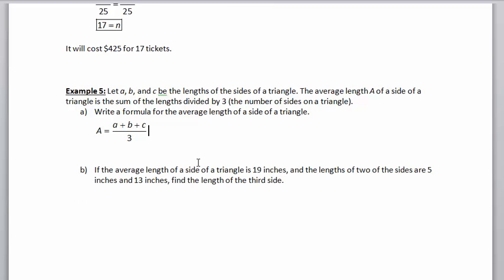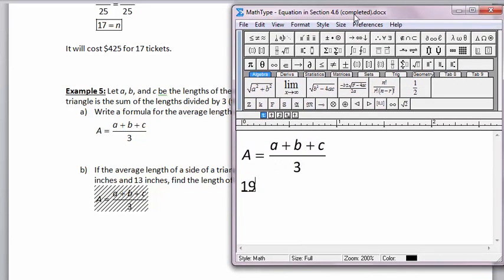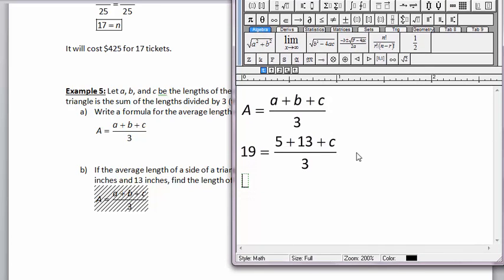In part B, I want to use the formula we just created. If the average side length is 19 inches and the lengths of two of the sides are 5 and 13, find the length of the third side. So in this case, we know that the average length is 19 inches and that two of our sides are 5 and 13 inches. We want to find the length of the third side. Okay, so we have it set up. We want to solve this equation. So I have 19 equals 18 plus C over 3.